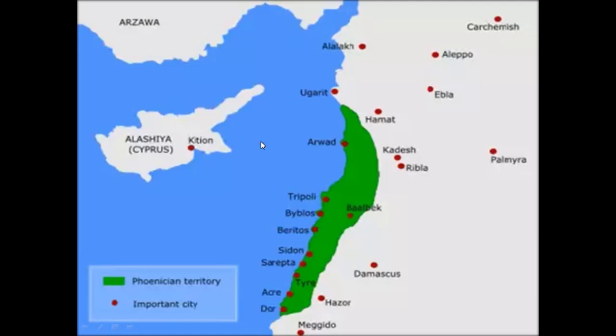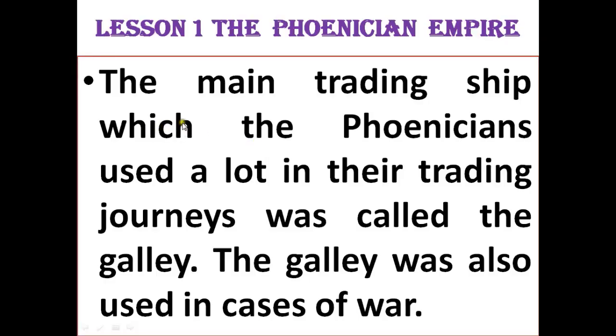Now the further part, about the main trading ship they used and why this ship was called the Galley. The main trading ship which the Phoenicians used a lot in their trading journeys was called the Galley. Galley is the name of the ship which they used for their trading journeys, and the Galley was also used in cases of war. So the Galley is the name of the ship which was used in trading journeys as well as in war.